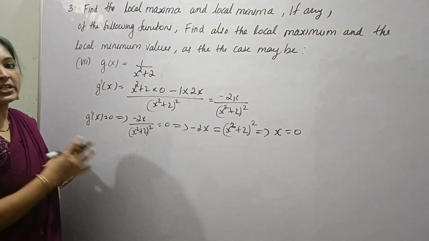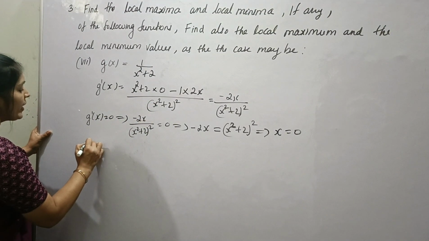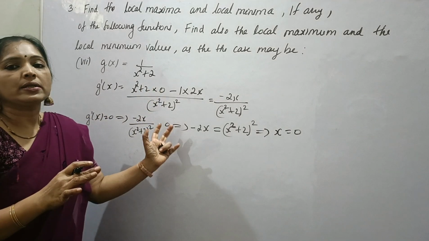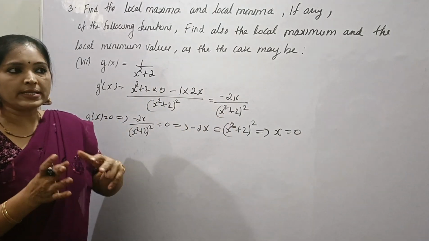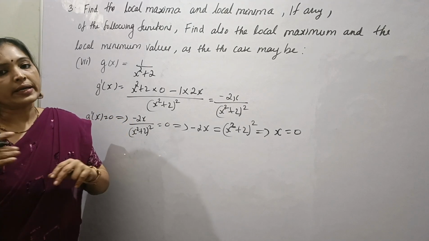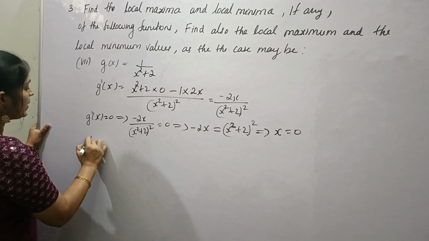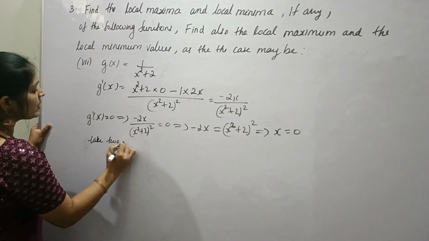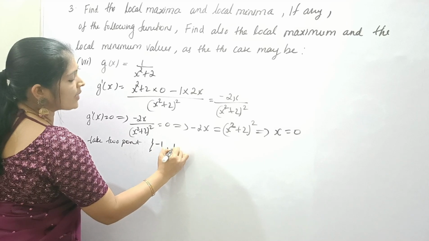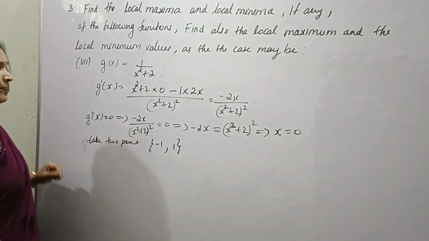Now let's apply the first derivative test. We have to take 2 points in the immediate neighborhood of 0, that is, less than 0 and greater than 0. Less than 0 is minus 1, greater than 0 is 1. So take 2 points, minus 1 and 1.